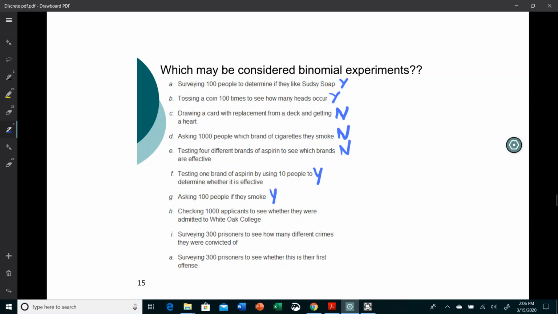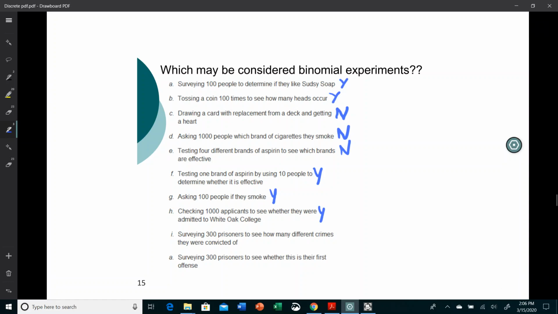Checking 1,000 applicants to see if they were admitted to White Oak College. Okay, independent? Yes, indeed, 1,000 different applicants. Success, failure, yep, they either were admitted or not. Fixed number of trials, we have 1,000 applicants. Probability the same from trial to trial? Let's go with everybody has equal possibility of getting in, so this would also be a yes.